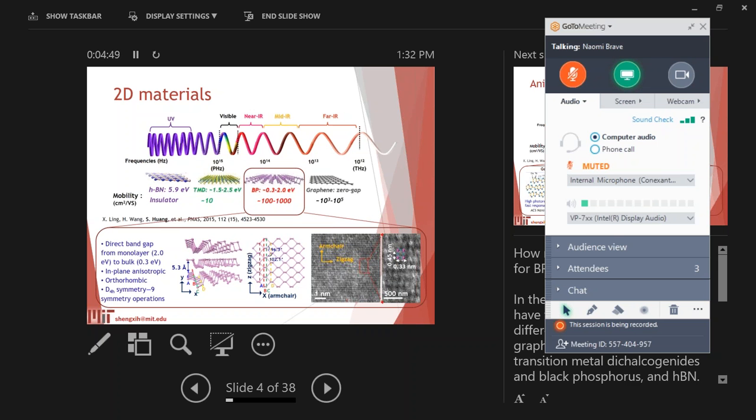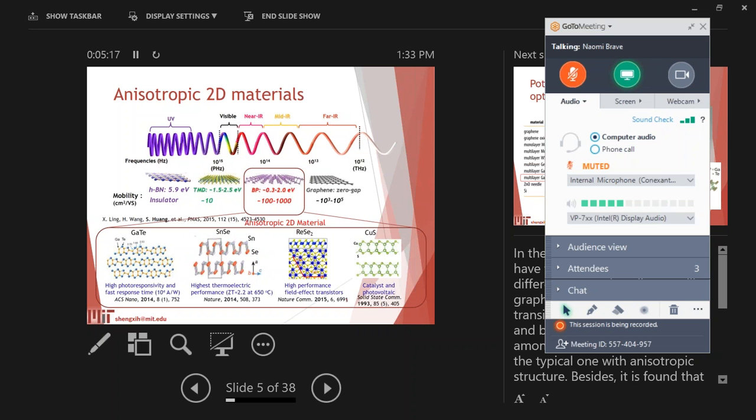For example, it is an in-plane anisotropic material because many of its properties are anisotropic along different crystalline orientations. For example, the mobility of BP for both electrons and holes is higher along this armchair direction. And the mobility along the zigzag direction is only about a half compared to this armchair direction.